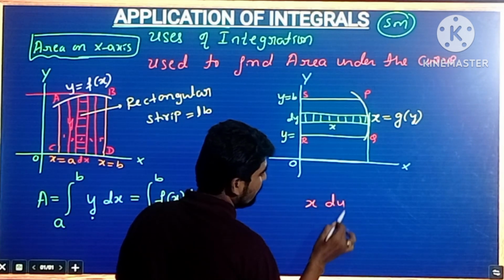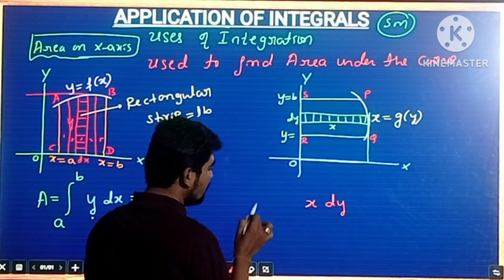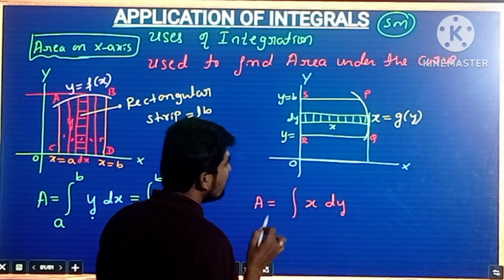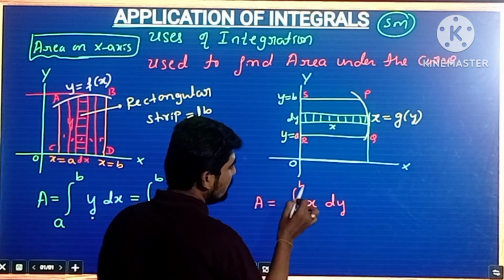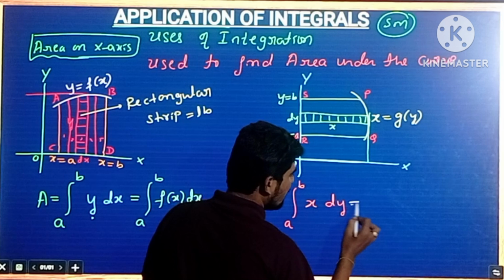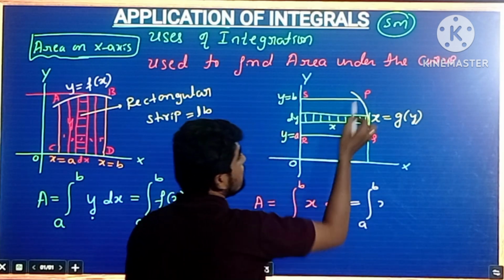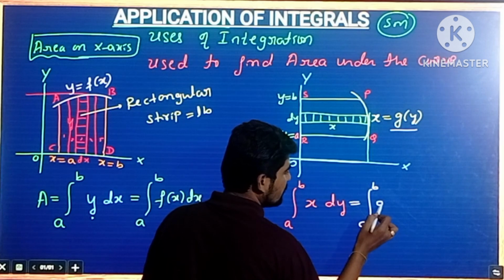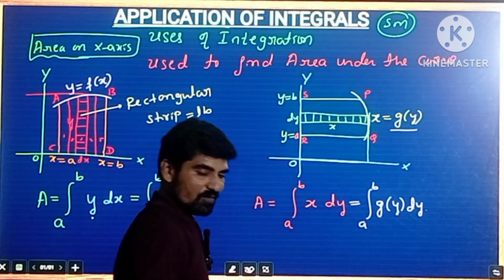But we need this entire area PQRS. So it is obtained by integrating from y equal to a to y equal to b, from a to b, or in other words integration from a to b. What is x? x is g of y. So g of y dy. I hope all of you are understanding.